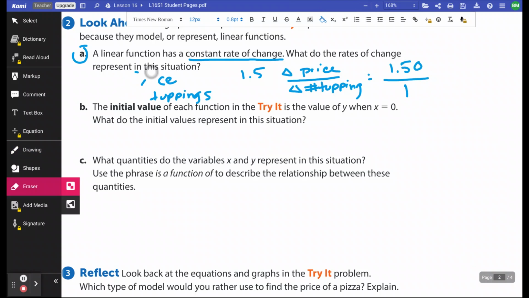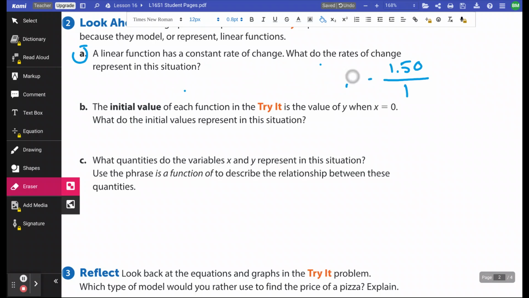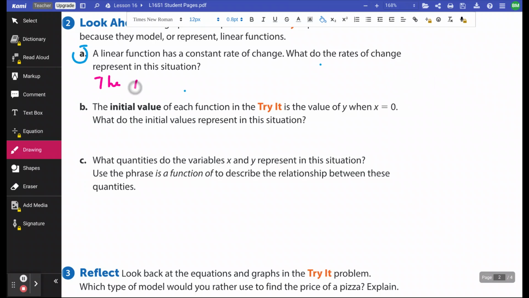Now I want you to write that in your own words. What does that slope or rate of change for the small pizza represent? And then I want you to answer the same question for the large pizza. So I would say the price of the small pizza increases by $1.50 for each topping, or per topping.